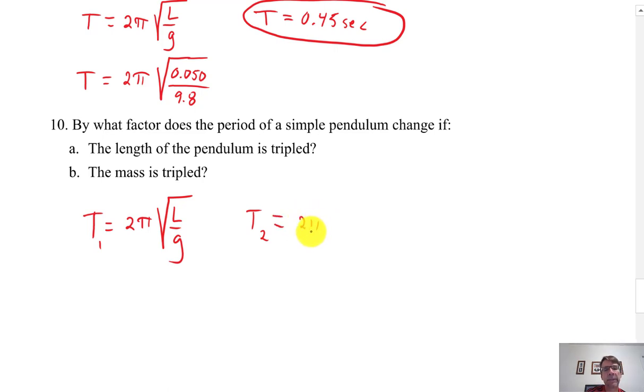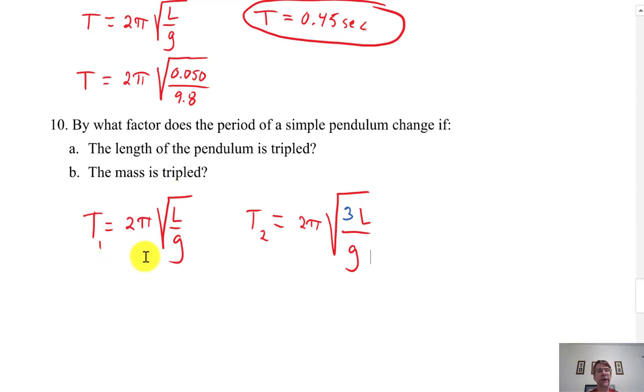2 pi times the square root of, and once again, I'll use a different color here to highlight this. We're going to triple the length. Now that's in a numerator this time. So that's going to be 3 times the original length, L, and g doesn't change. So T2 just has an extra 3 in there. So all you've got to do is look at that 3. You've got to concentrate on that. Everything else is the same.